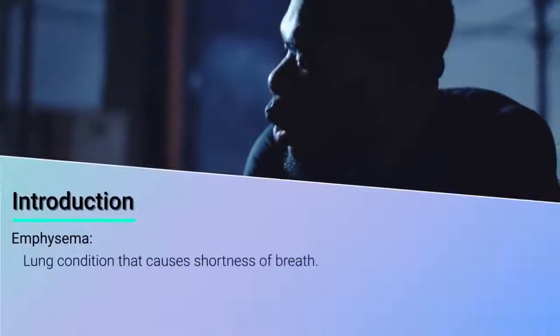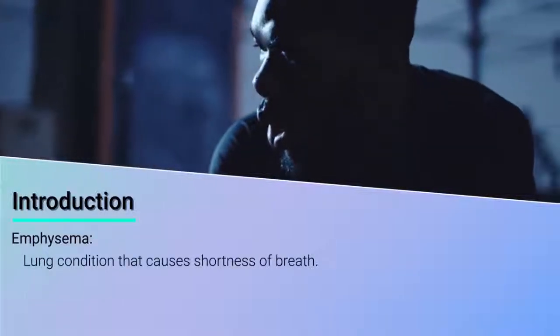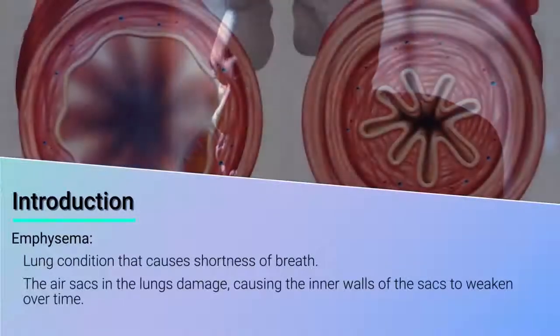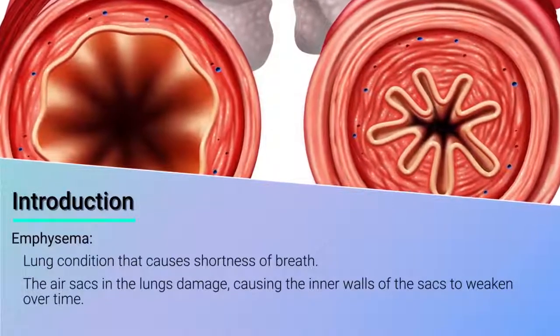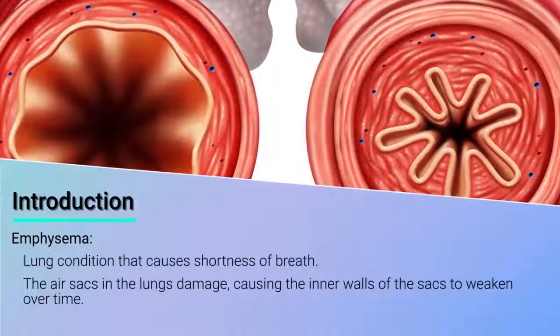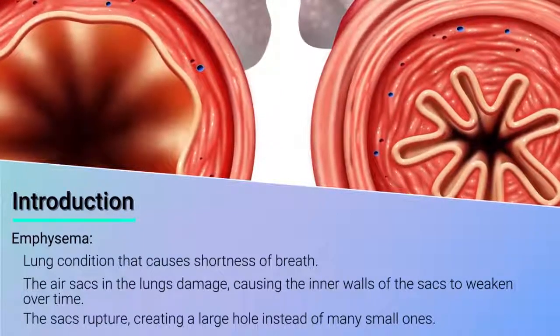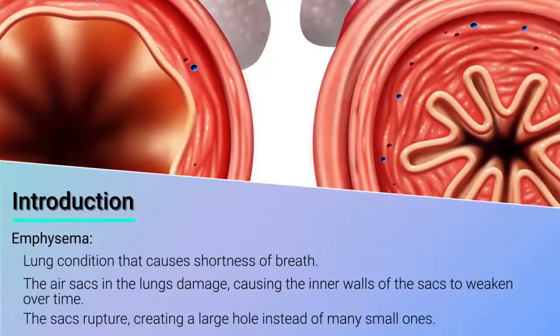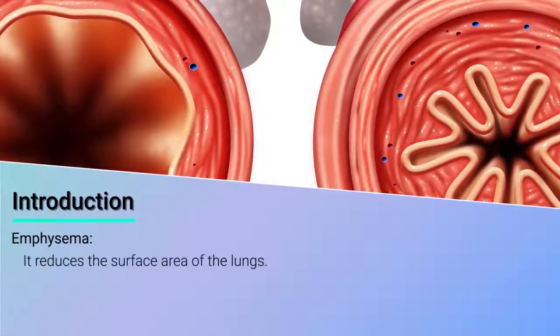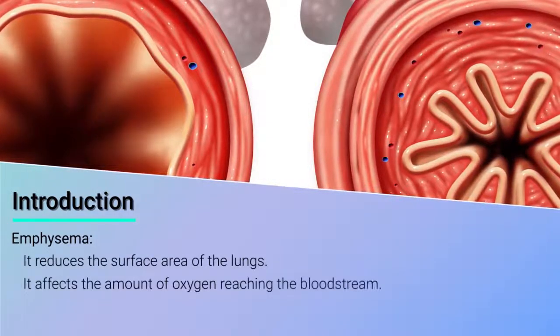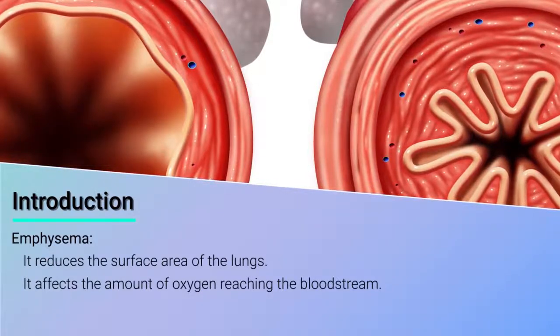Emphysema is defined as the lung condition that causes shortness of breath. In this, the air sacs in the lungs are damaged, causing the inner walls of the sacs to weaken over time. Eventually, the sacs rupture, creating a large hole instead of many small ones. It reduces the surface area of the lungs, which in turn affects the amount of oxygen reaching the bloodstream.